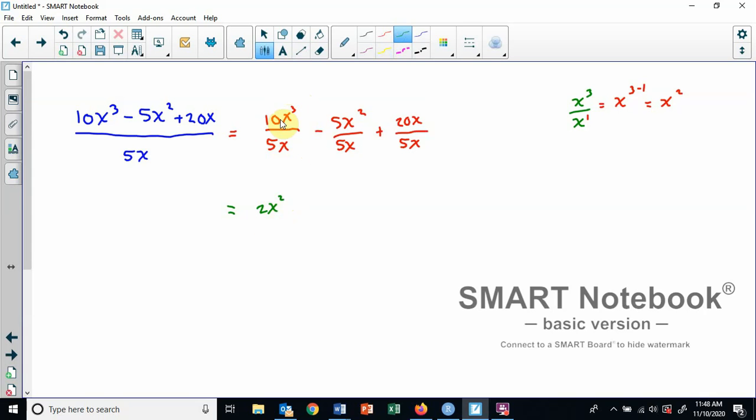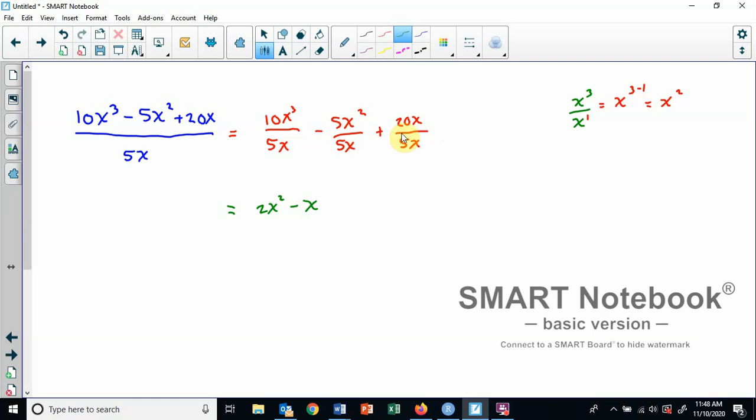Okay, so we've done the first term. Let's do the second term. Let's bring down the subtraction sign. 5 divided by 5 is 1. And x squared divided by x, that is x to the first. So, of course, I don't need the 1. I could make this look a lot nicer as just an x.